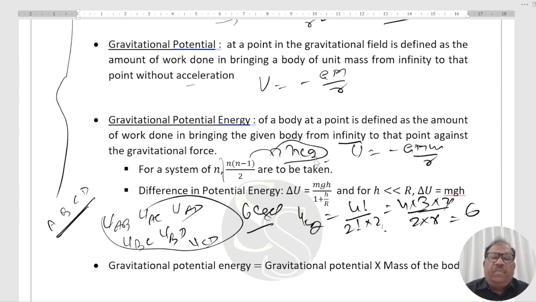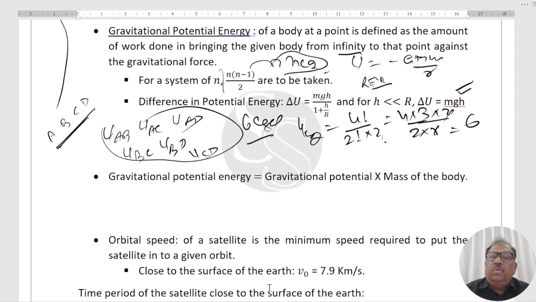Right? Difference in potential energy is mgh upon 1 plus h upon r, if h is compared with the radius r. If h is very small, then delta U equals mgh. Gravitational potential energy is equal to gravitational potential into mass of the body.